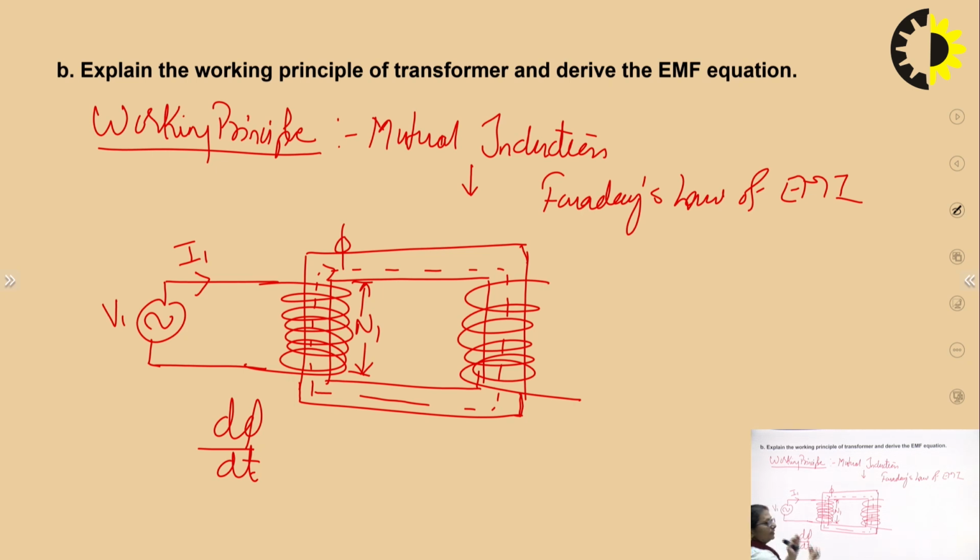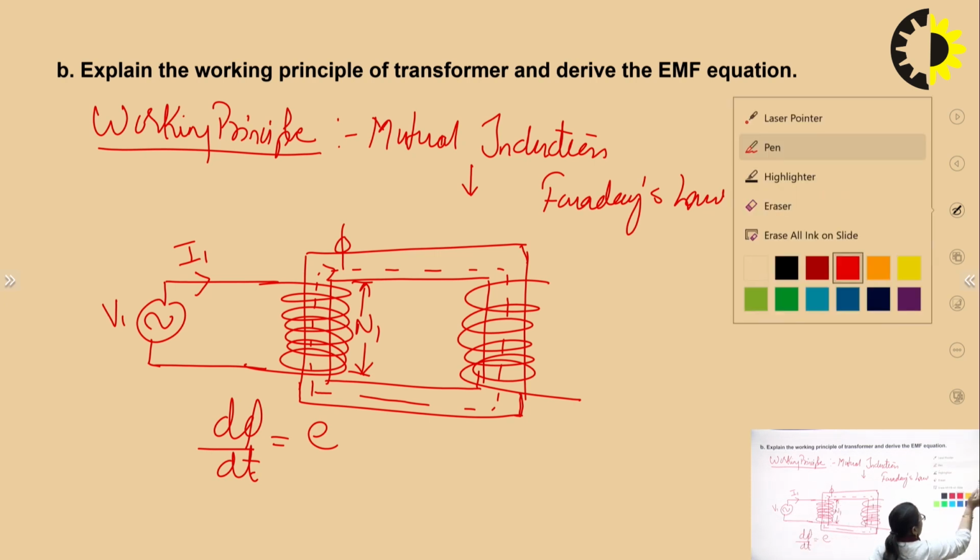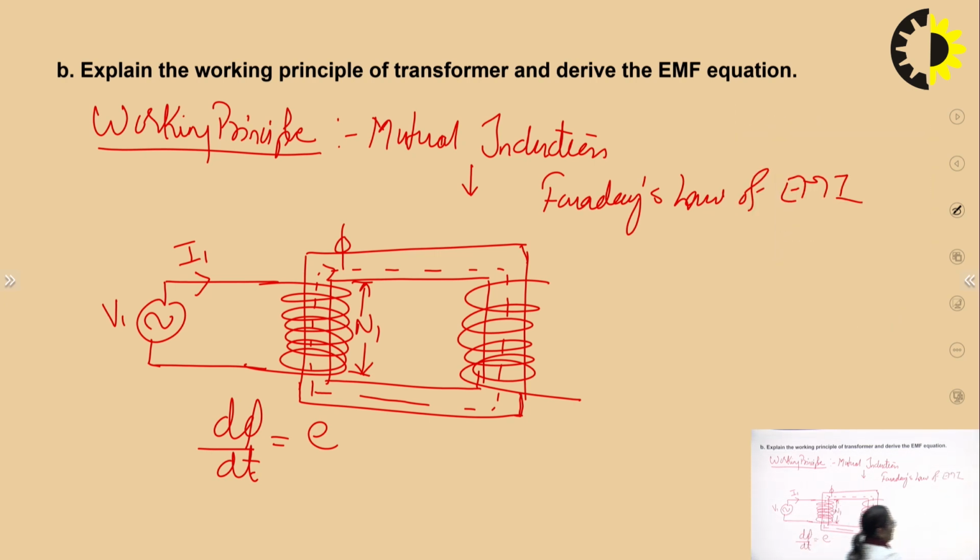So, whenever there is a rate of change of flux, we'll be having an induced EMF. That is nothing but Faraday's law of electromagnetic induction. So, when this alternating flux links with the primary coil, it will result in an induced EMF in the primary winding itself, right? But this is because of its own supply, the induced EMF we are getting in the primary winding is because of its own supply.